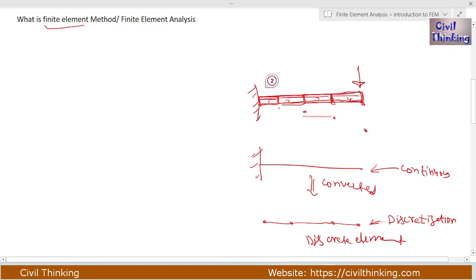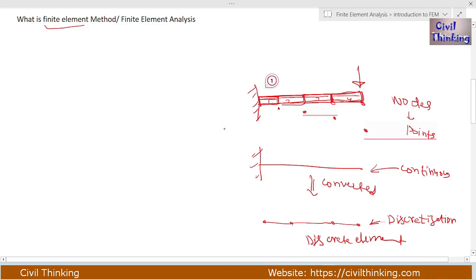We found them on a fixed number of points. We call them nodes. These are points. We found the deformation at only fixed nodes. Then the question is, I know the deflection here, I know the deformation here. What about this point? There is no node here, right?